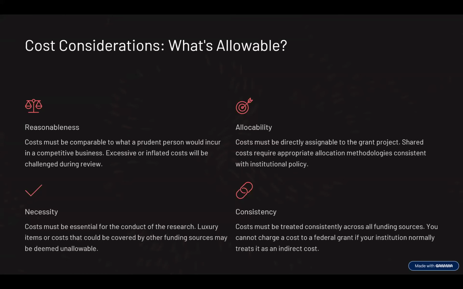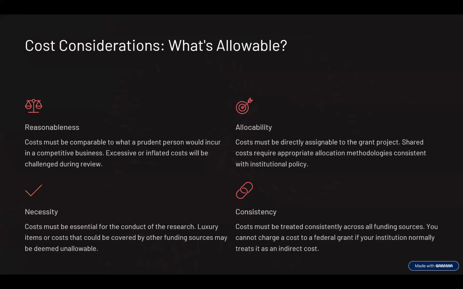Then necessity: you must ensure that all costs are essential to the research. Luxury items or costs that could be covered by other funding sources may be deemed unallowable. So you should not look for the most expensive material. Sometimes you look for the best within the normal market rates. Like I say, it's important to know the market rates. So ensure every cost is necessary and essential.